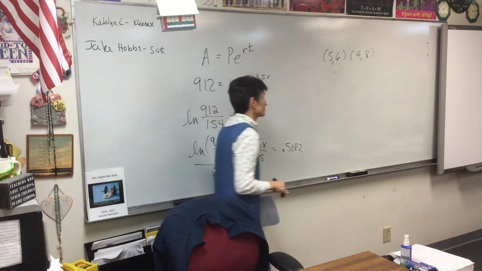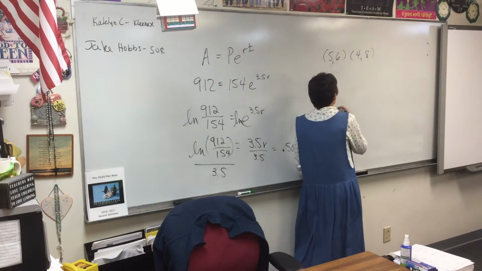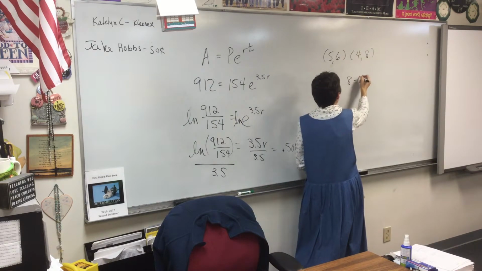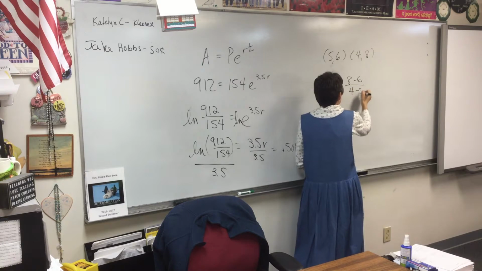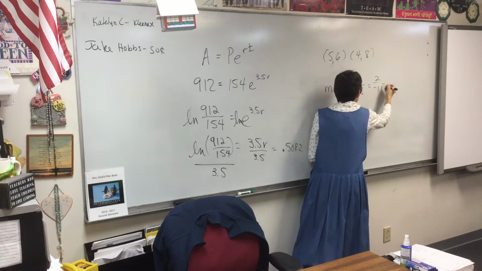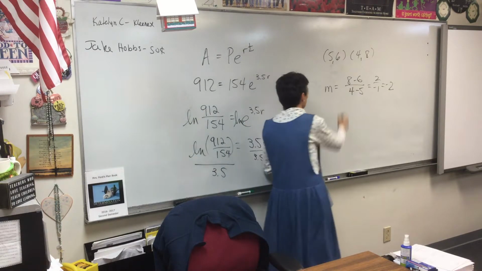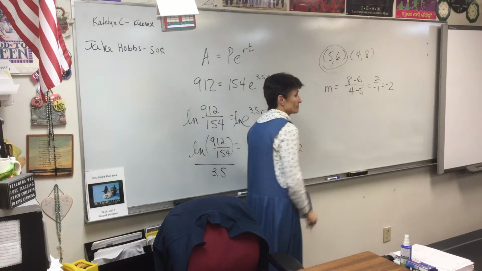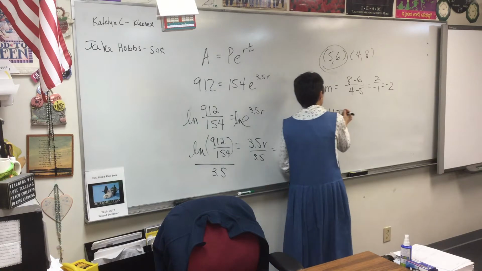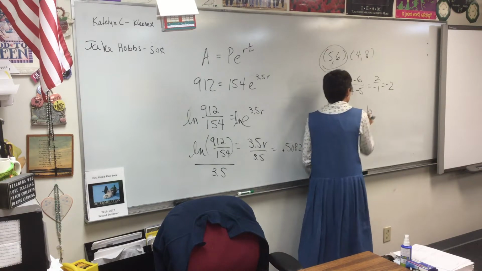Step 1. First we find our slope: 8 minus 6 over 4 minus 5. It's -2. So my slope is -2. And then you pick a point and plug in 6 for y: y equals -2 times 5 plus b.